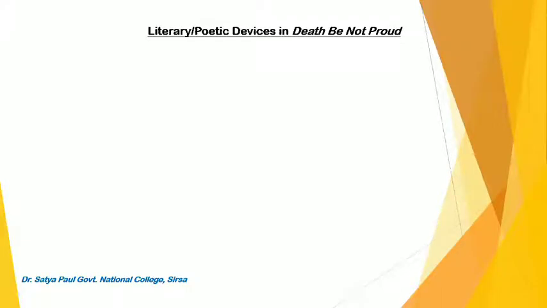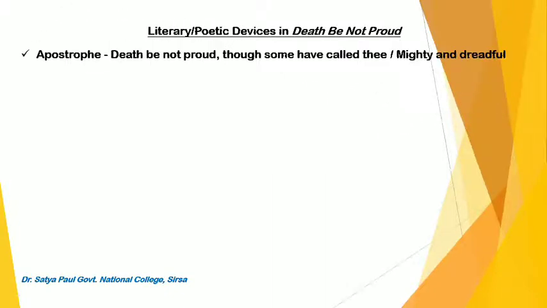If we talk about literary and poetic devices in Death Be Not Proud, then the first thing that comes to our mind is apostrophe, because in this poem, right in the beginning, the poet addresses death straight away. He talks to death, looking in death's eyes. Death, be not proud, though some have called thee mighty and dreadful. This is the first line.